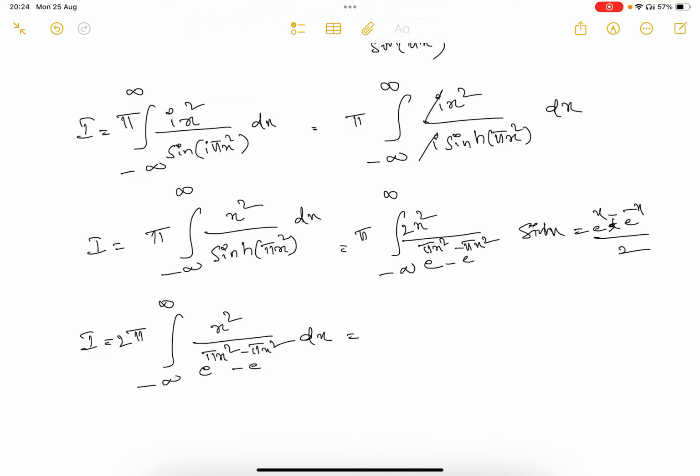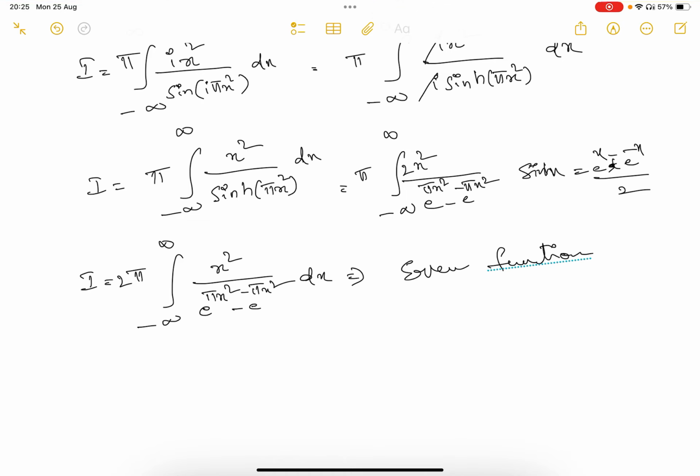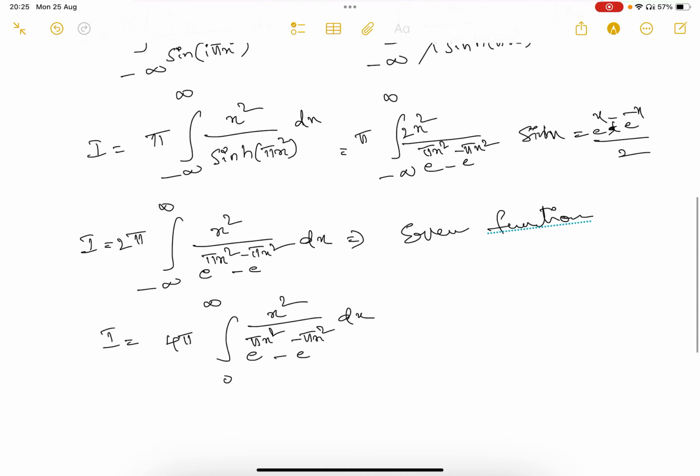So let's try one thing here. As you can see, this function is an even function. If you substitute x tends to minus x, then it will be the same. So you can write it as I equals 4 pi into the integral from 0 to infinity of x squared by e power pi x squared minus e power minus pi x squared dx.